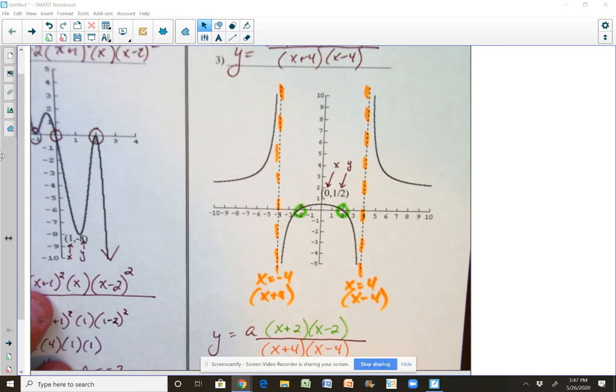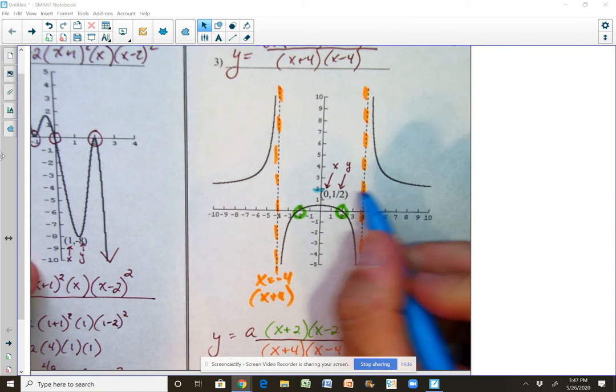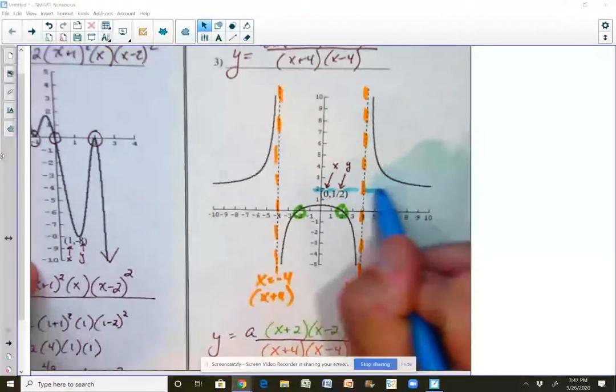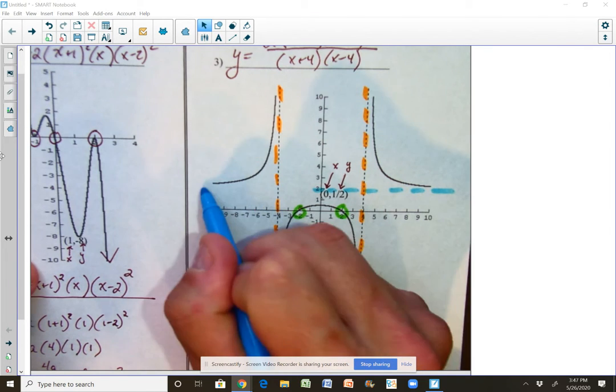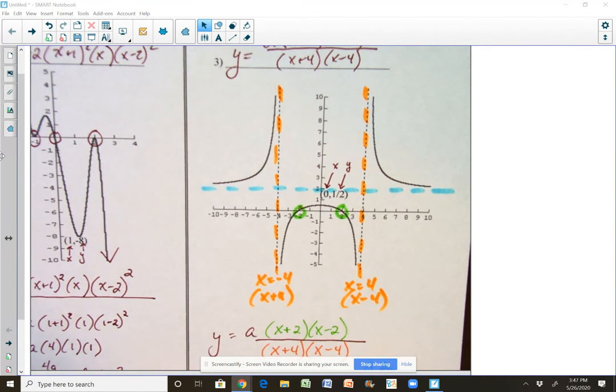So if we go back to the graph here, that kind of makes sense because y equals 2 is right about here. And if we were to track that out, it does look like the graph is pretty much leveling off at about that horizontal asymptote. Okay? All right, next page question.